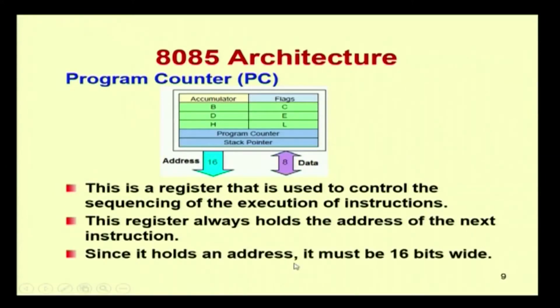Obviously, the 8085 can address 64K memory locations, and it has a 16-bit address line. So, the address consists of 16 bits, that is 2 bytes. So, obviously, this program counter is a 16-bit register.